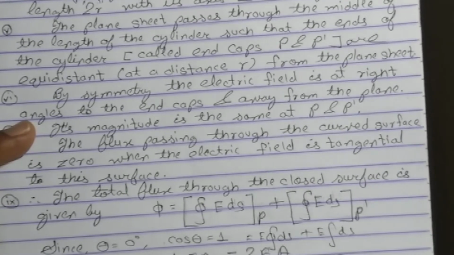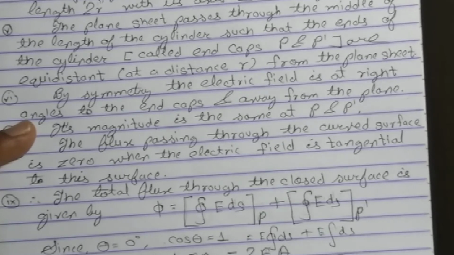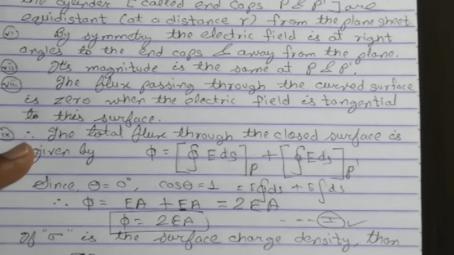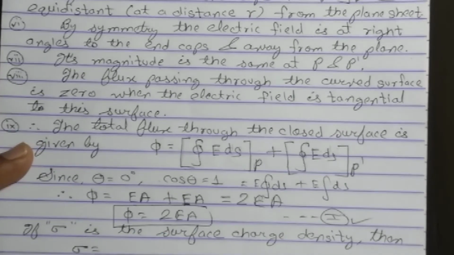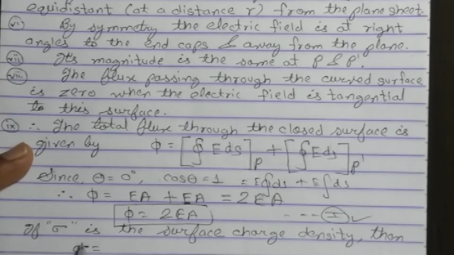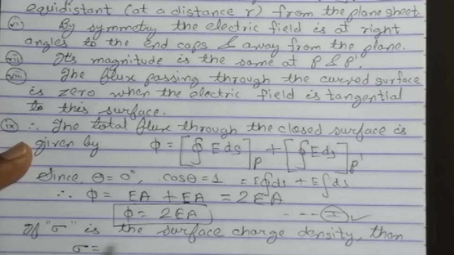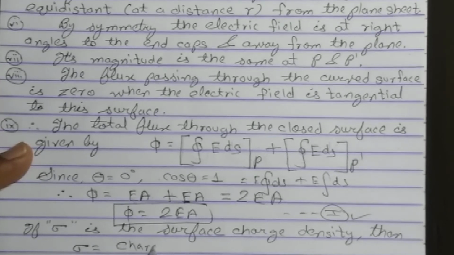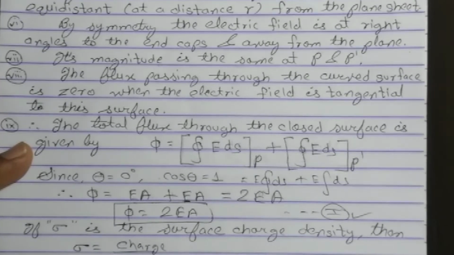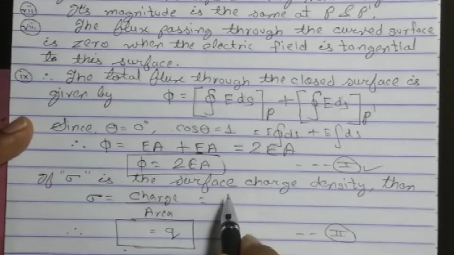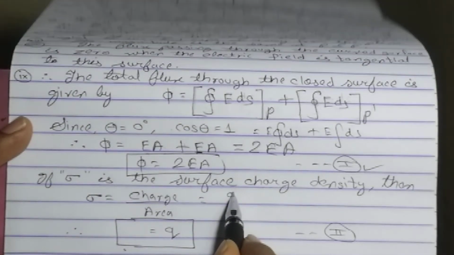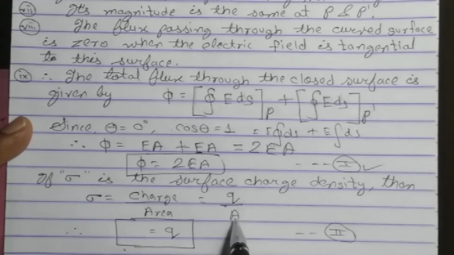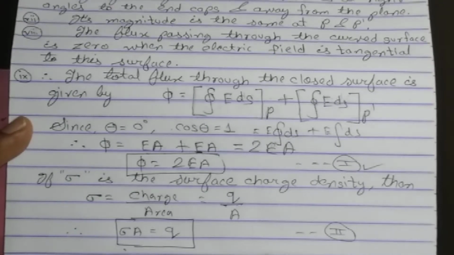So what phi did we get here? Twice EA. Remember this formula; that is equation number 1. Students, now according to the definition of sigma, what is sigma? Sigma is the surface charge density. Surface charge density means charge per unit area. So how much charge is associated with that plane sheet? Q upon A. Therefore Q equals sigma into A. Simple mathematics, students.